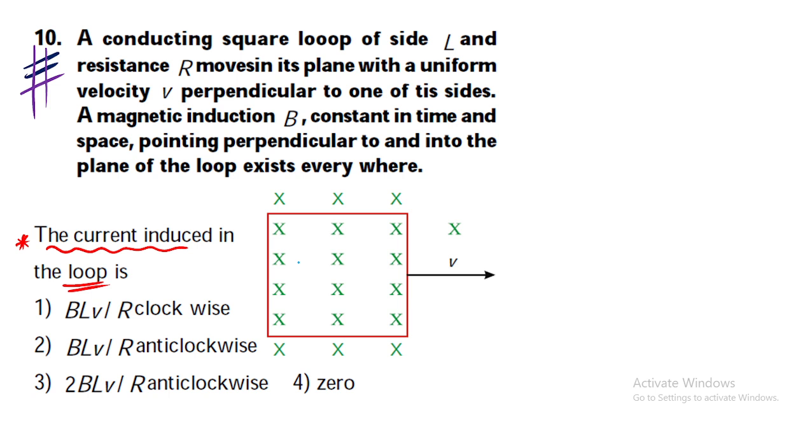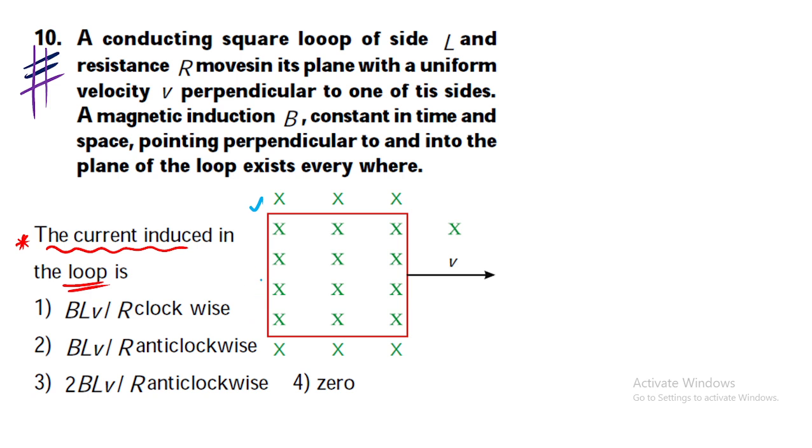The index finger is inside the plane and the thumb indicates the motion of the conductor. Then the middle finger indicates the current induced. Which direction will current be induced in this? So where do you need to check now? This part is important. This length is important. Clear? Which direction is it, current up or down?